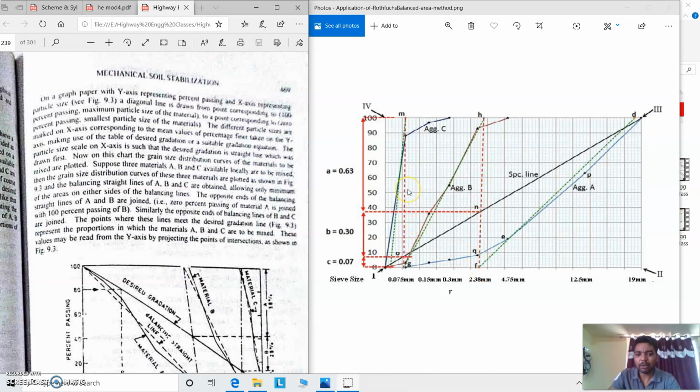That means we have to plot a straight line corresponding to the end of aggregate C and the beginning of aggregate B, and similarly at the end of aggregate B and the beginning of aggregate A, the line has to be drawn, right? You can observe this. Once we plot these straight lines, the end lines, that line will cut our diagonal line. These red dotted vertical lines will cut this diagonal line. This diagonal line is considered for the minimum and maximum size of the aggregates and the percentage of passing.